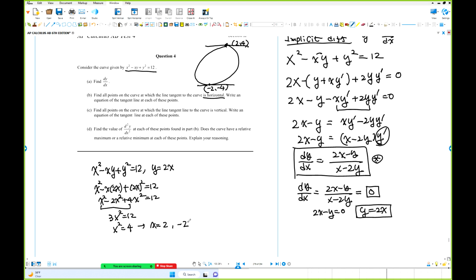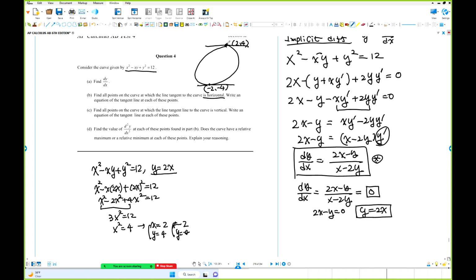Is it okay? x squared is 4 means what? x is plus or minus 2. Now we're going to find the y coordinate using this one. The y coordinate is what? Twice the x coordinate. y is 4. The other y is negative 4.